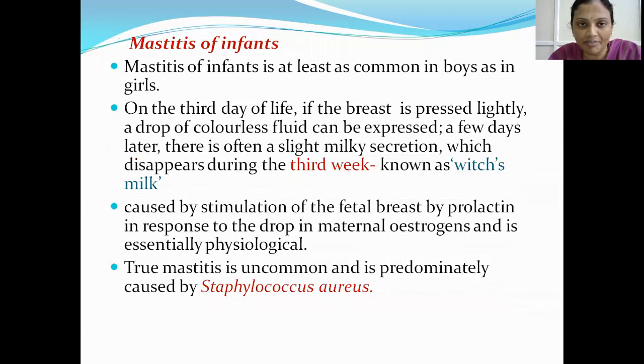Regarding the mastitis of infants, it is at least as common in boys as in girls. On the third day of life, if the breast is pressed slightly, a drop of colorless fluid can be expressed. A few days later, there is often a slight milky secretion which disappears during the third week, called witch's milk. It is caused by stimulation of the fetal breast by prolactin in response to the drop in maternal estrogens, and is essentially a physiological phenomenon. True mastitis is uncommon and is predominantly caused by Staphylococcus aureus.